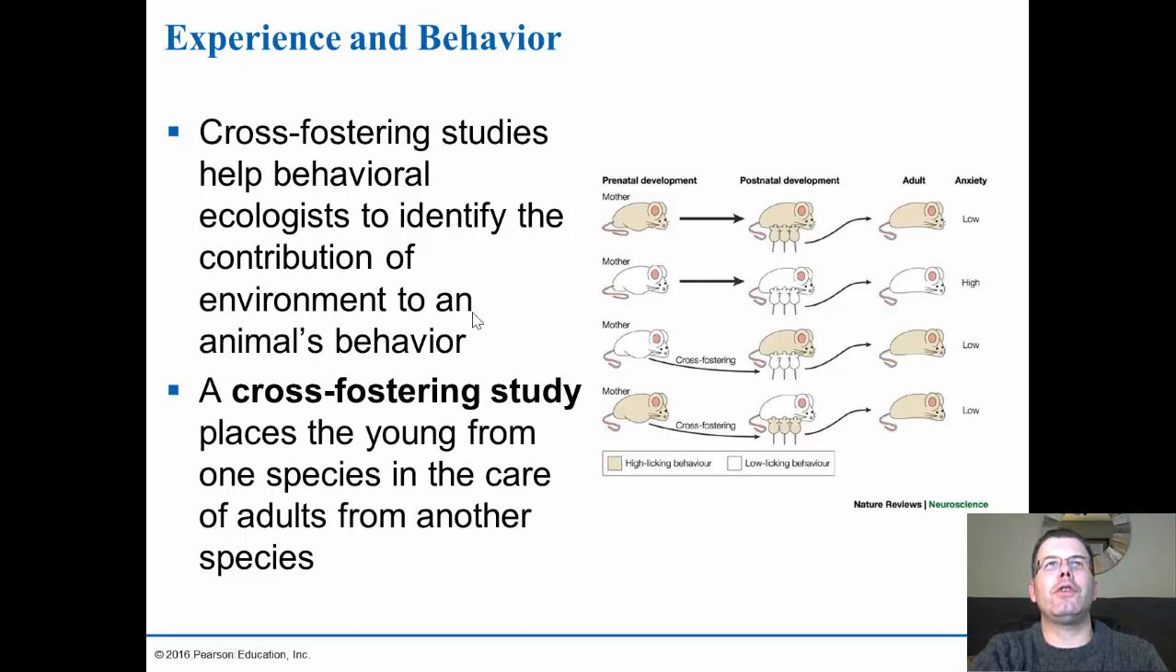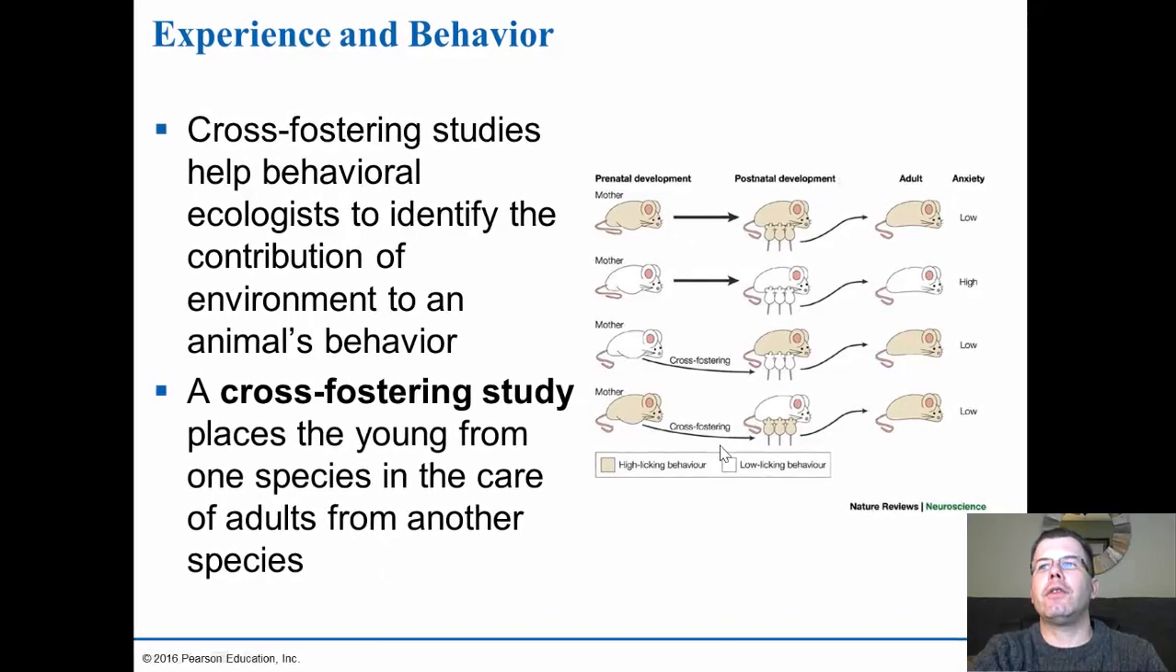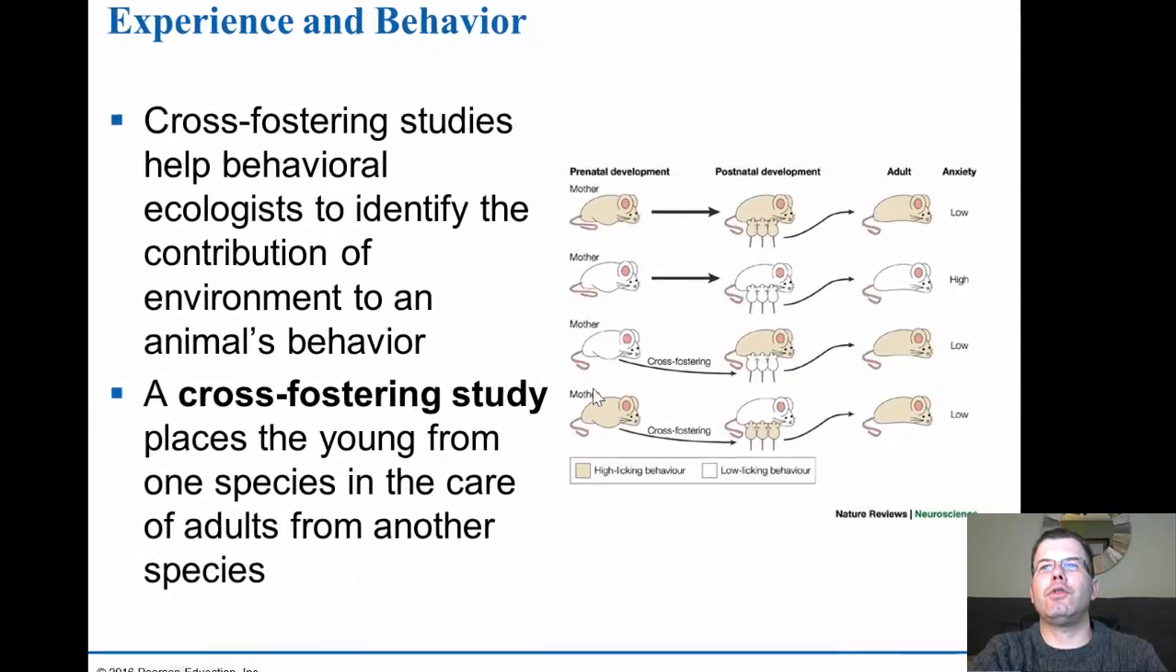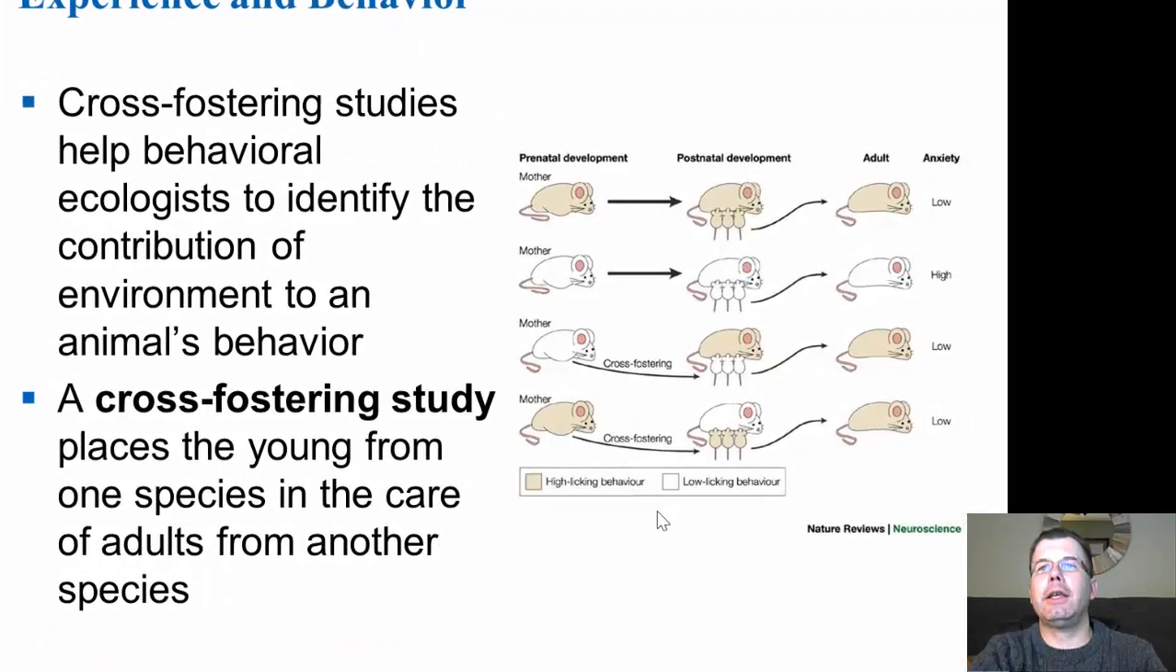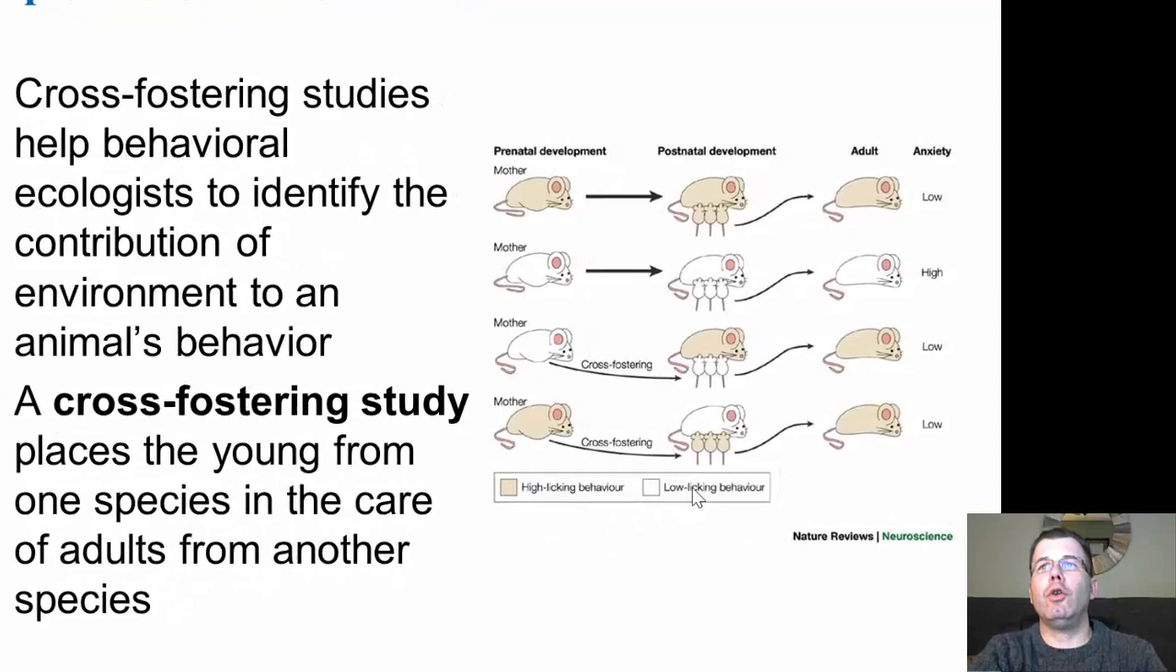And this was done using cross-fostering studies. So we can look at the contribution of an environment that will actually affect a behavior. A cross-fostering study uses young from one species to be cared for by adults of another species. In this situation, we are looking at rats. You have two different types of rats: ones that have high licking behavior and ones that have low licking behavior.